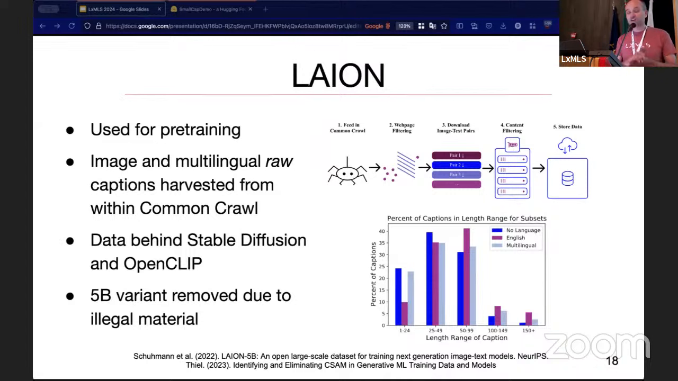But there are major problems with this type of approach to creating data sets. At the end of 2023, the 5 billion variant of this was removed from the internet due to it having illegal material that should not have appeared in a publicly released data set. So I think that this shows that even if you want large-scale, huge data, it doesn't always come for free, and it's not easy to do something like this in a way that's responsible.